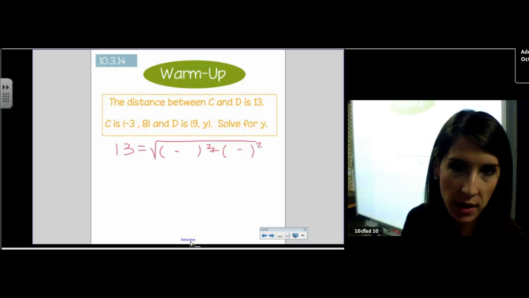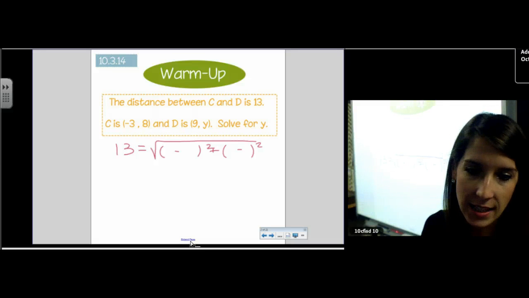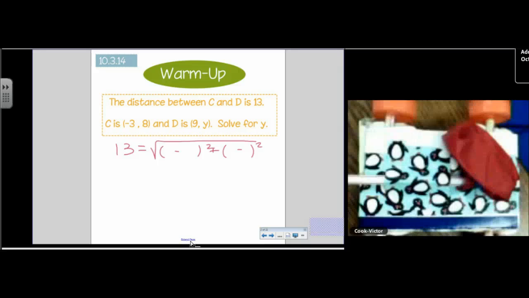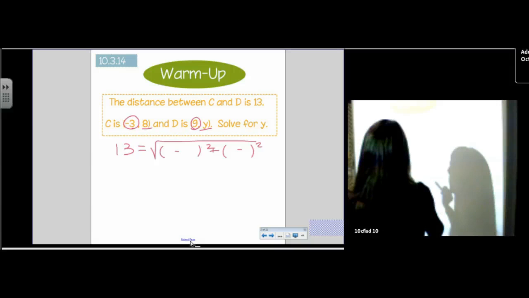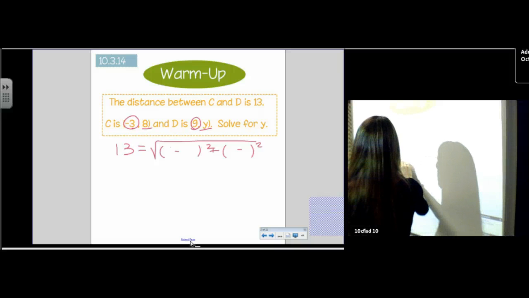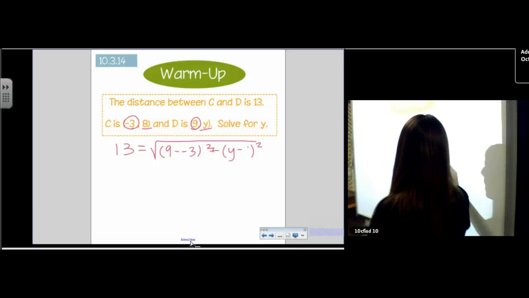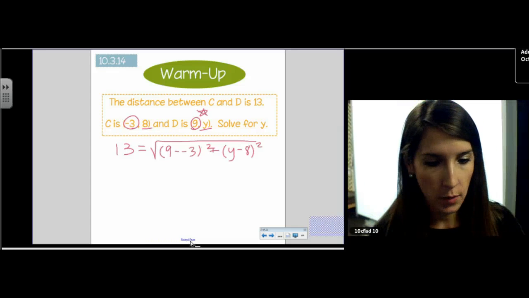Remember, the distance formula is really just the Pythagorean theorem, a squared plus b squared, where a is the change in x and b is the change in y. Okay? Circle our x's and underline our y's. We put the circles together and the underlines together, but on purpose, I'm going to put 9 and then negative 3, and y and then 8. So I started with the second one on purpose.